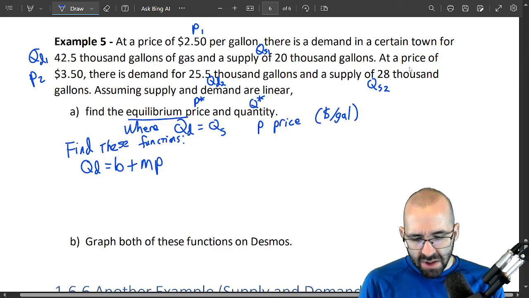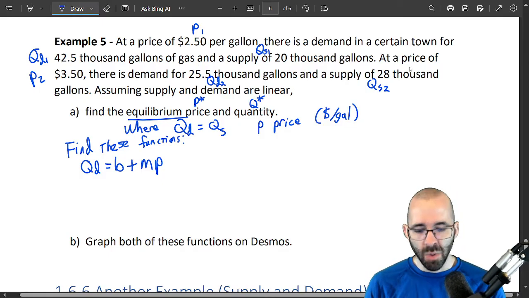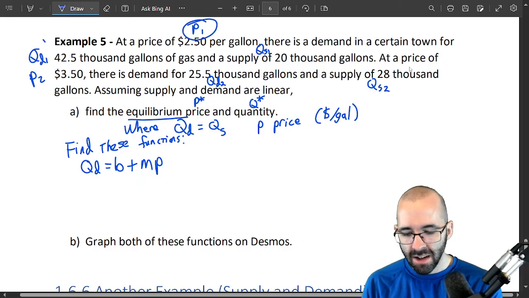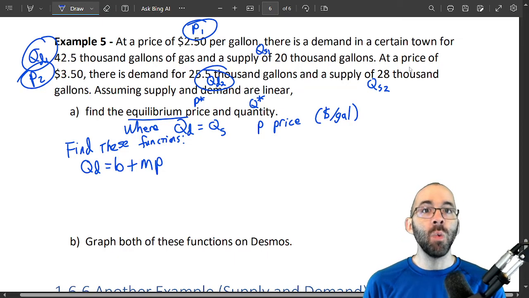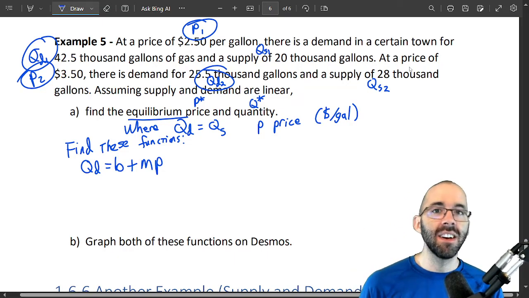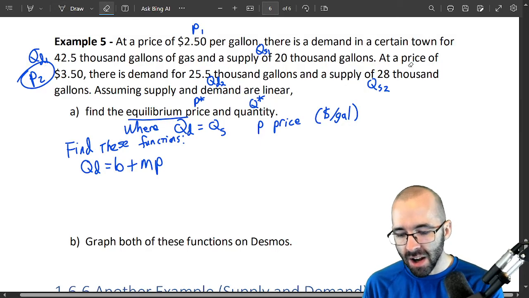All right, so what's the starting value? What's the slope? No clue. But notice what we have. We have a price and a demand, and we have another price and another demand. We've got 2 points. We can find a line from 2 points using topics that we've talked about in this class.